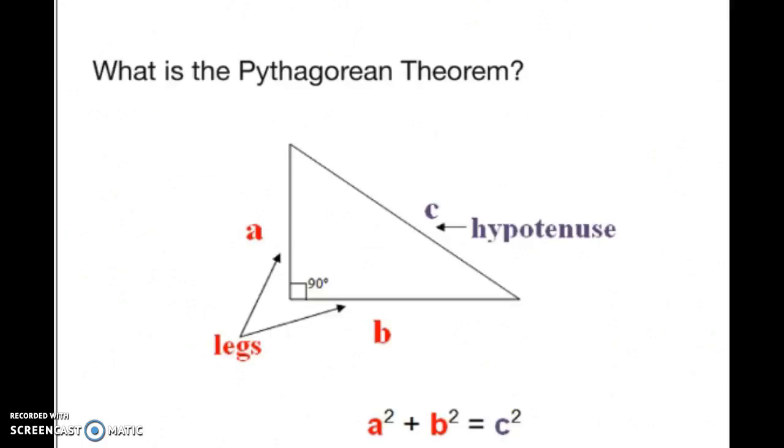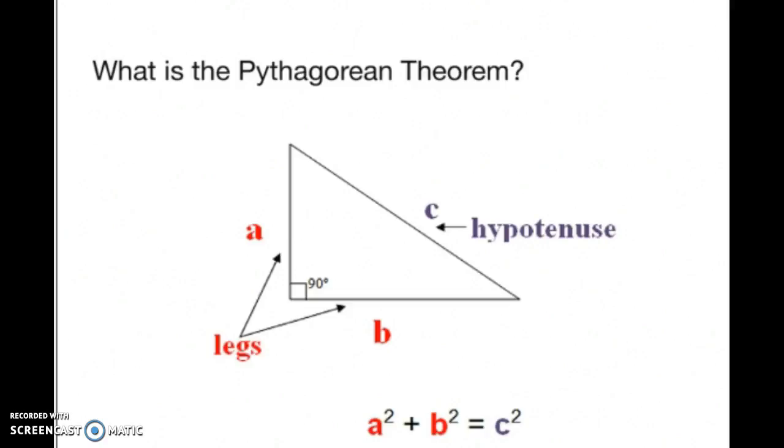So what is the Pythagorean Theorem? It is something we use to find unknown lengths of a right triangle. On a right triangle, there are 3 sides. 2 of the sides, which make up the right angle, are called the legs. The third side, which is directly across from the 90-degree angle, is called the hypotenuse. The hypotenuse is the longest side of a right triangle.